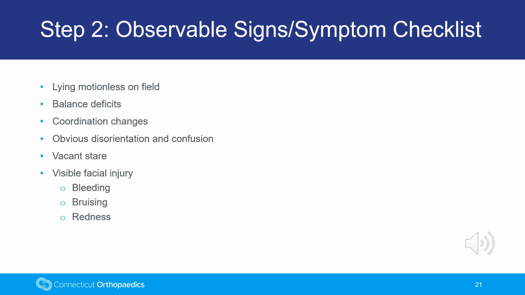Step 2 of the SCAT-5 are the observable signs and symptoms. These are common signs and symptoms seen following a traumatic brain injury and will determine the need for further evaluation, including lying motionless, balance deficits, coordination changes, disorientation and confusion, a vacant or absent stare, as well as any visible facial injuries. Most of these signs and symptoms will be observed as you are approaching the patient and do not require another examination.